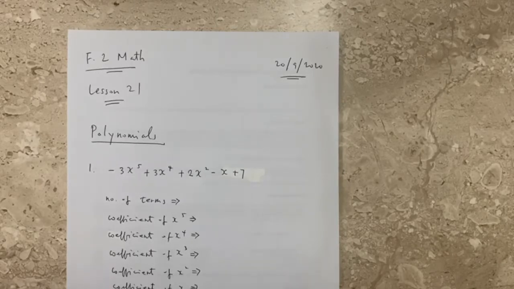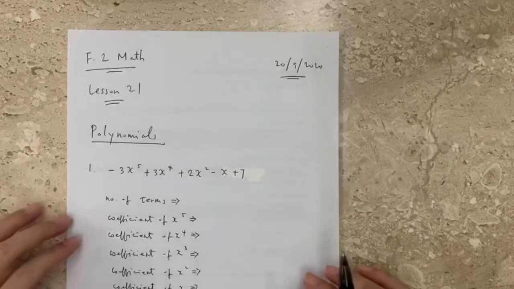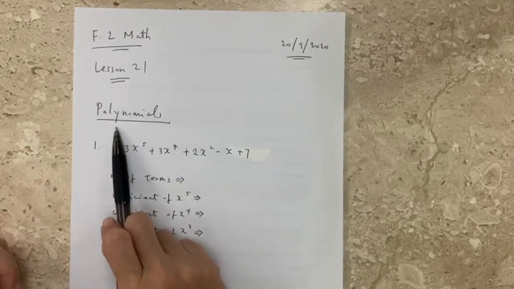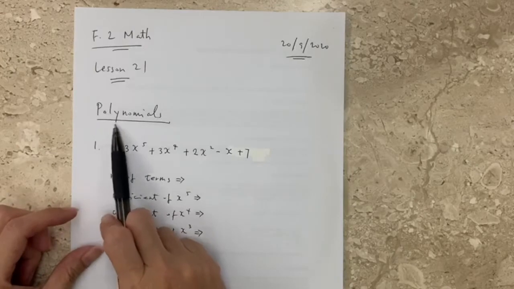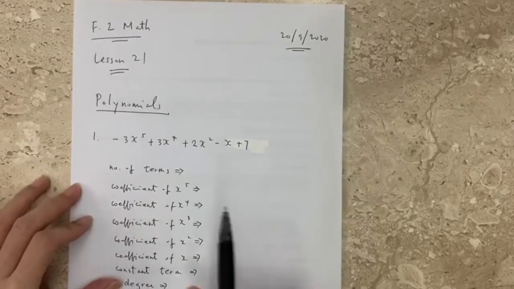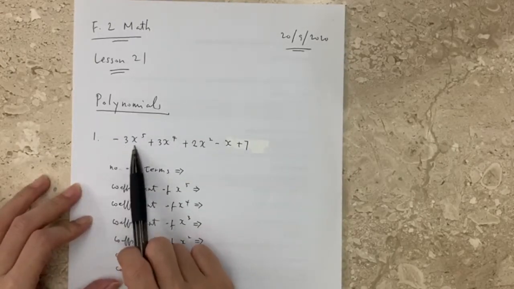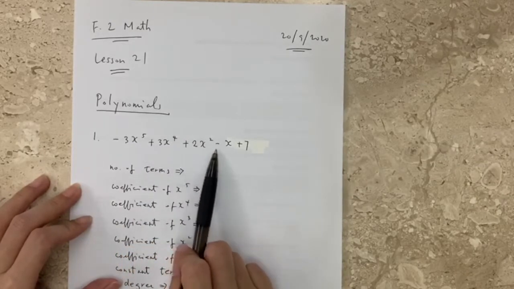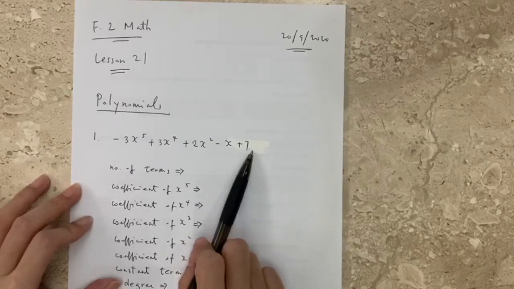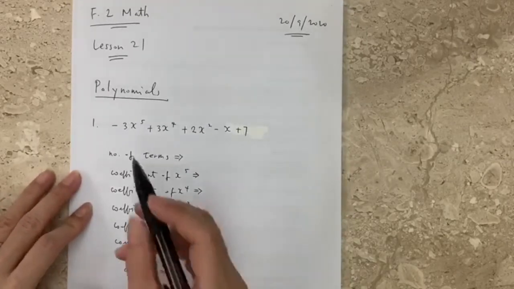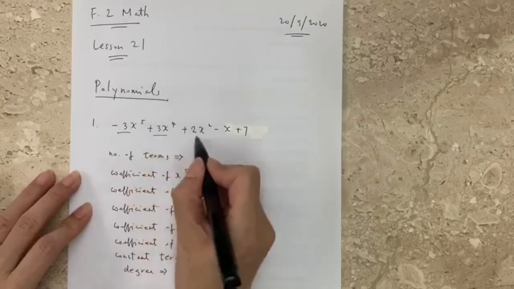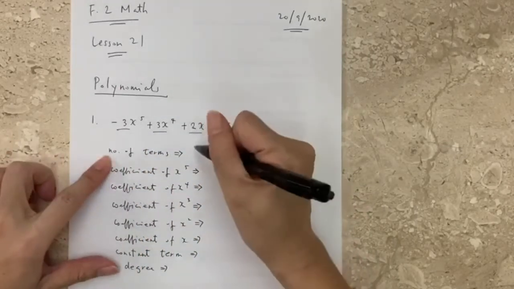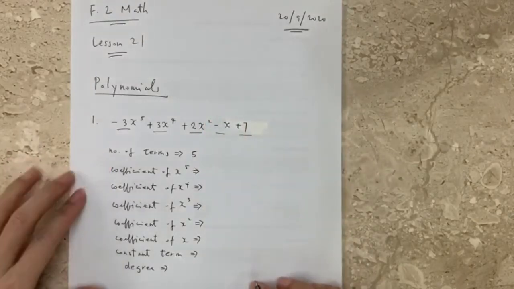Today's topic is polynomials. So here I have one example for you. Now, polynomials actually is a kind of algebraic expression, and poly means we have many terms. Okay, now look at this. So this is minus 3x to the power 5 plus 3x to the power 4 plus 2x squared minus x plus 7. So you can see how many terms do we have. So we have this one, 1, 2, 3, 4, 5. So we say that there are 5 terms.